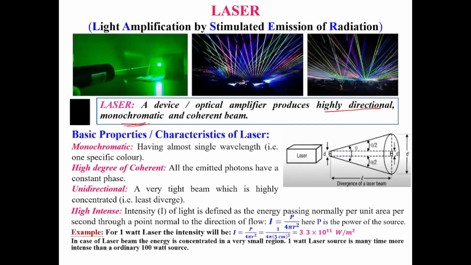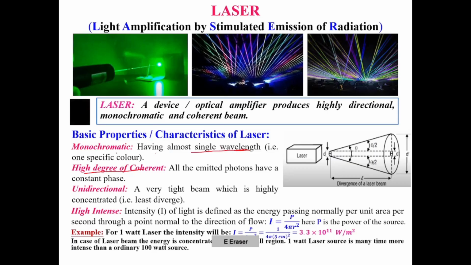Now we are going to discuss the basic properties or characteristics of laser: monochromatic, high degree of coherence, unidirectional, and high intensity. What is the meaning of monochromatic? It means almost a single wavelength. Here you can see this light has a single wavelength, meaning one color, only one color, and here many colors. But a single laser source has a single color. Any laser source will produce almost a single wavelength, monochromatic.